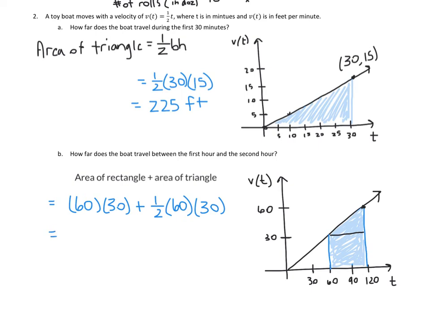So now simplifying, we're going to have 1800 plus 900 when we do 1/2 of 60 times 30, to give us a total of 2700. And here we're talking about feet. So the boat traveled 2,700 feet between the first and second hour.